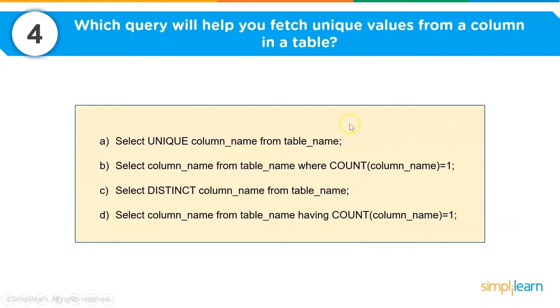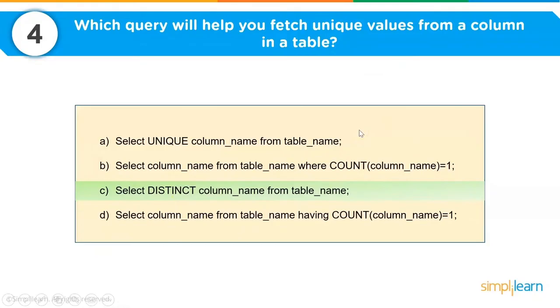So since I want to get the unique values from a column in a table, the right option would be to use the distinct keyword in the query. If I write select distinct followed by the column name, let's say you want to find the distinct cities or the distinct departments in the employees table, the query would be select distinct city, or let's say department, from the table name, that is employees. Hence this is the right option if you want to find any unique values from a column.